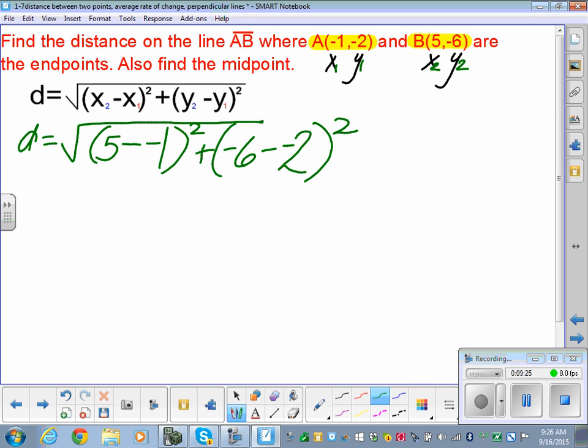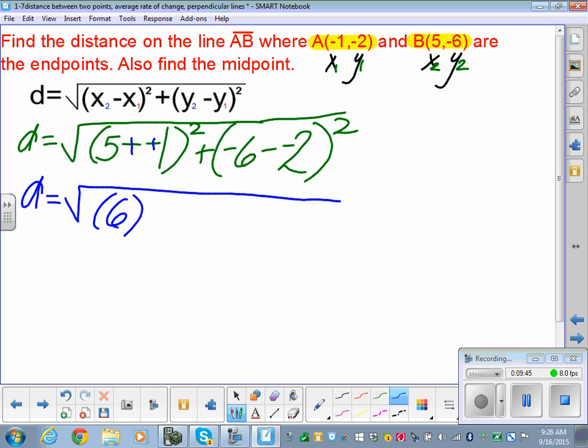So we have to be really articulate and really careful with our negatives. Does everybody see what I did there? So distance is equal to, now if you don't think about these problems, you can make a lot of errors, and that would be a shame. So 5 minus -1. When you minus a negative, it becomes a positive. So 5 plus 1 is 6, so 6 squared.